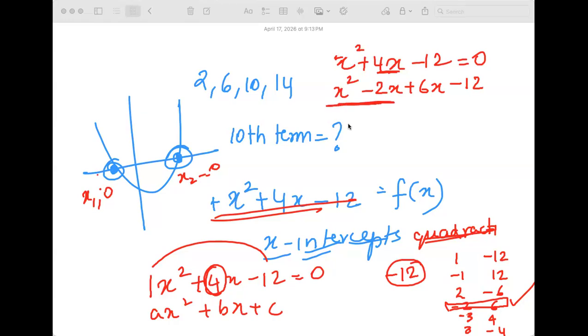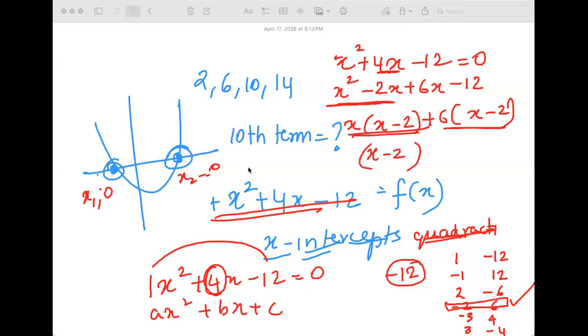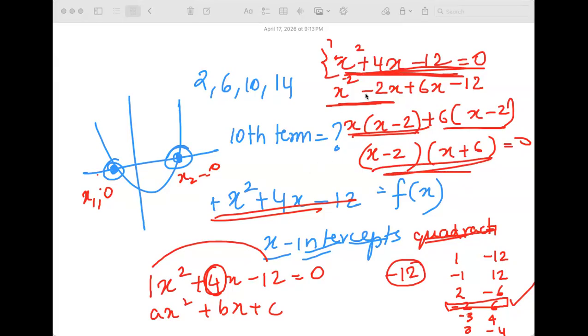Now, I will take x common in this. I'll write x minus 2. I'll take 6 common in this and then write x minus 2. Okay, now what is common in both these terms? X minus 2 is common. Take it out and write, you will have x plus 6. See? Now I made my sum of terms, which was a sum of different terms, into a product of factors. This is what factorizing is.